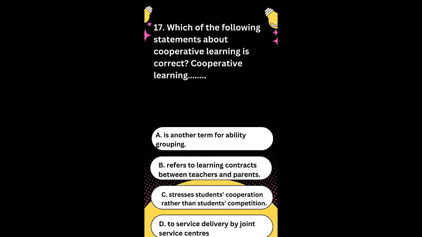17. Which of the following statements about cooperative learning is correct? Cooperative learning: A. Is another term for ability grouping. B. Refers to learning contracts between teachers and parents. C. Stresses students' cooperation rather than students' competition. D. Refers to service delivery by joint service centers.